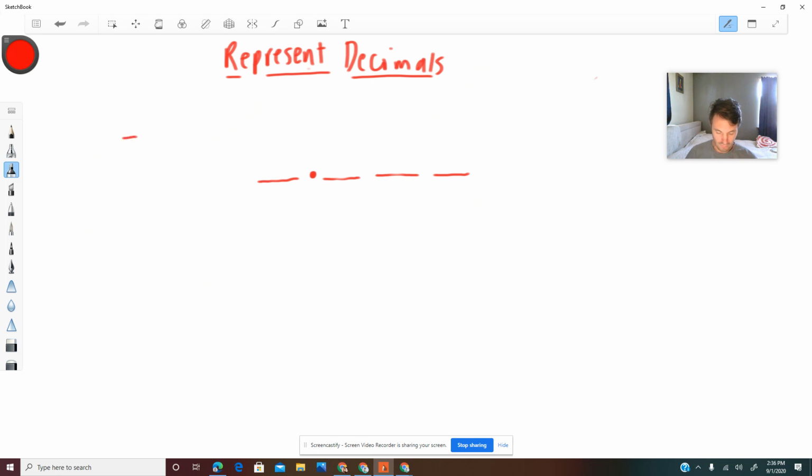Let's do another example. Let's say we had 52 hundredths. It's 52 over 100. Therefore, the last digit of 52, which is the 2, would go in the hundredths place. And the 5 goes in the tenths place. There's nothing in the ones place. Therefore, there's a 0 in the ones place, and it's 52 hundredths.